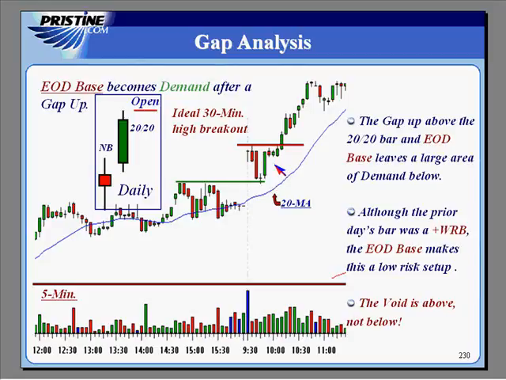This is what we're looking for. It can form in different ways, but again, the idea here is with a breakout above a 30-minute high, you want to see some consolidation before the breakout, versus having moved down and then moving straight up to take out the high. And so we had a consolidation here. It was a gap up from a base.